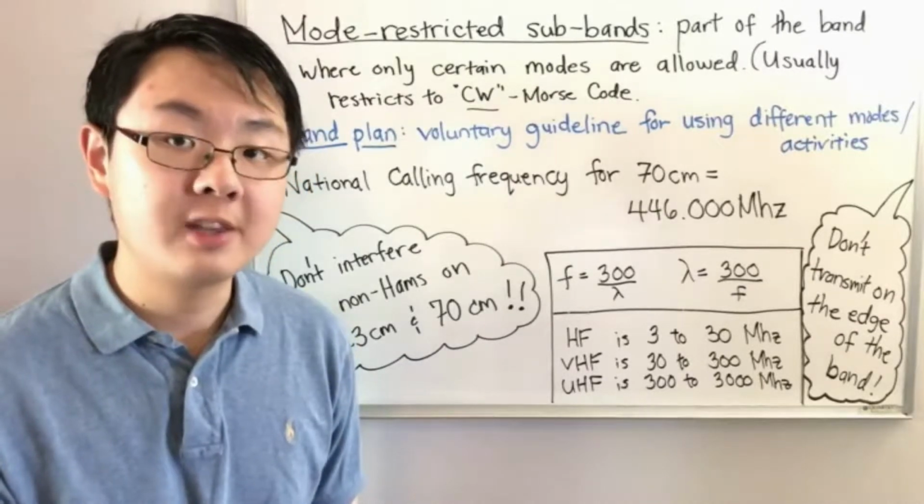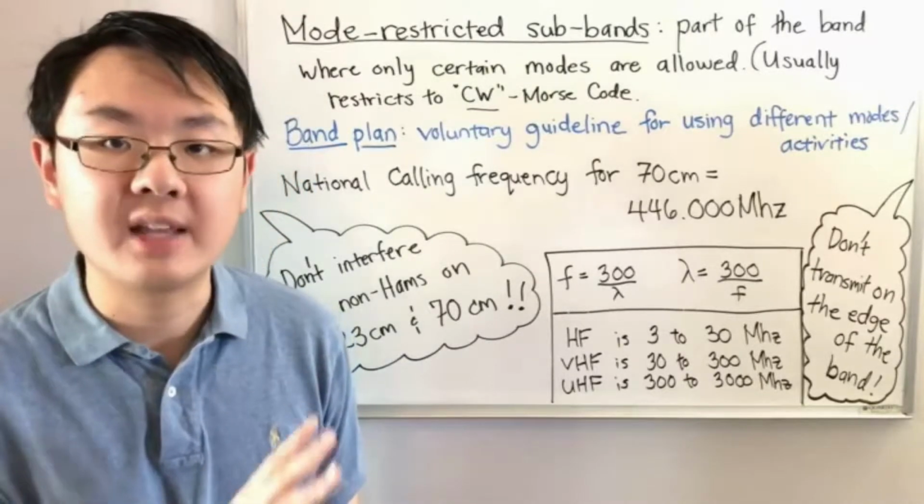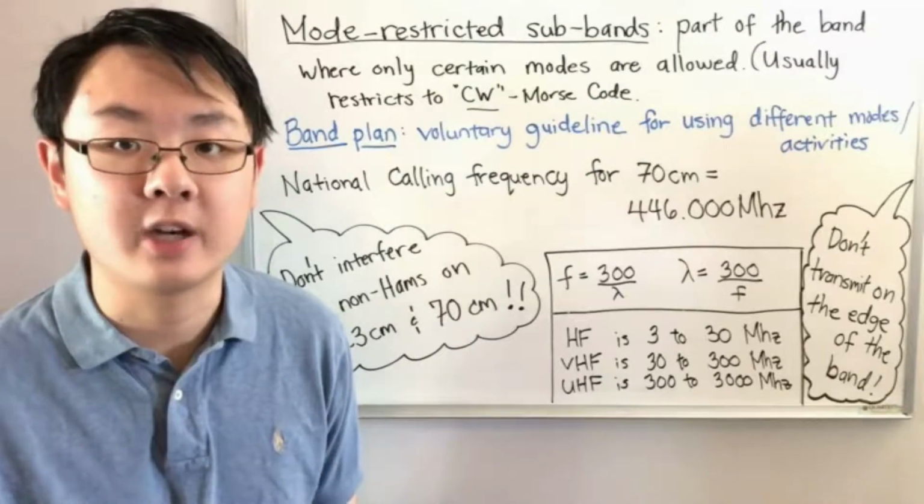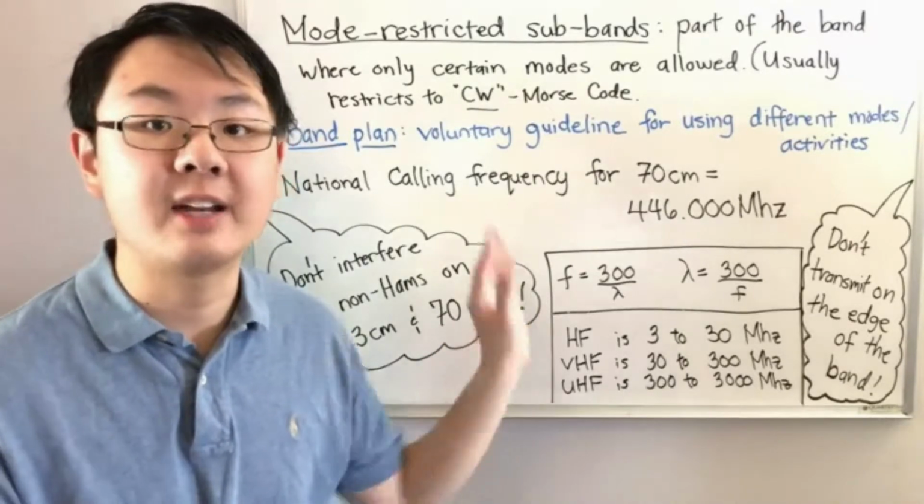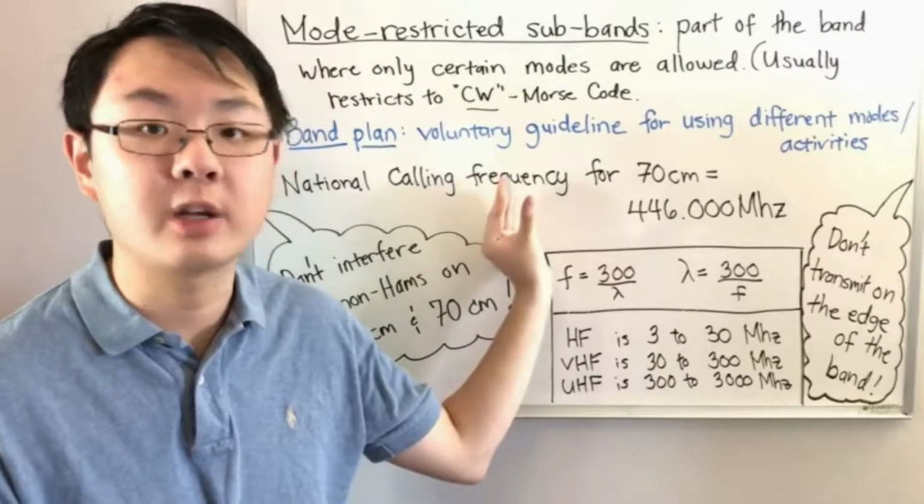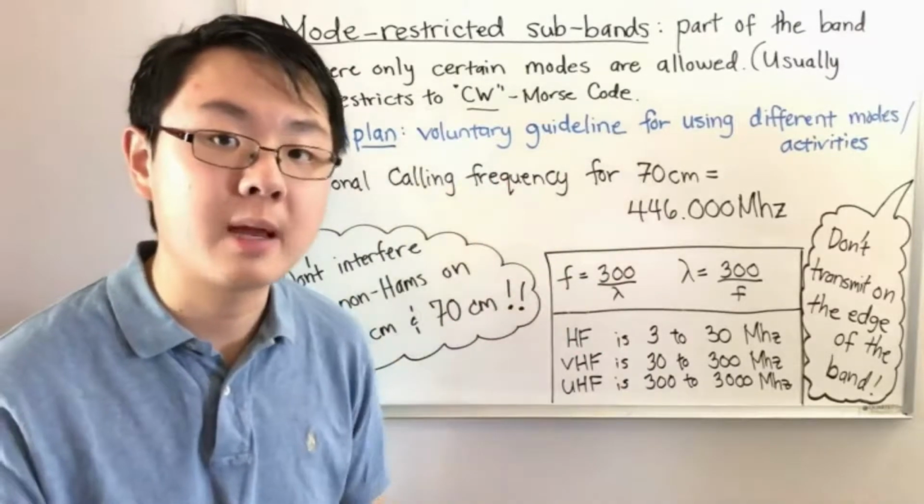For example, if you want to do the activity of DXing, which, by the way, means talking to people outside of the country, then the band plan might actually suggest an area on the band, a certain frequency that you can use for that purpose. That's what we mean by band plans.